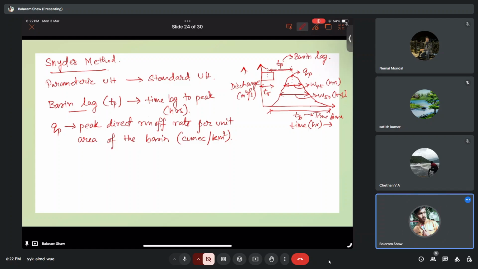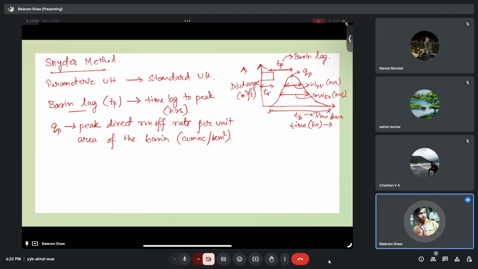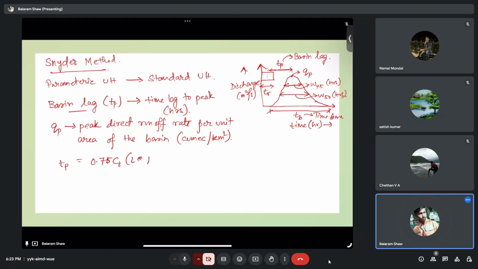Okay. And this basin lag, whatever we have studied, what is the physical meaning of this basin lag? The physical meaning is that it is the time delay between the occurrence of rainfall and the corresponding peak of the resulting hydrograph at the watershed's outlet, right? So according to Snyder's method, basin lag, we write as TP equals 0.75 into CT into L into LCA to the power 0.3, right? So here you see there are two constants. One is 0.75, then we have CT. CT is also a constant which varies from 0.3 to 0.6.